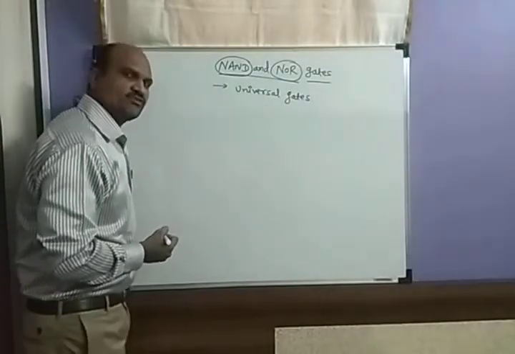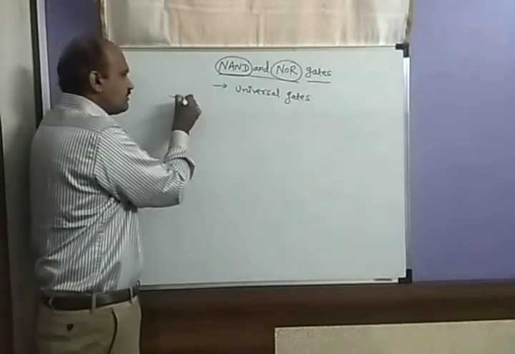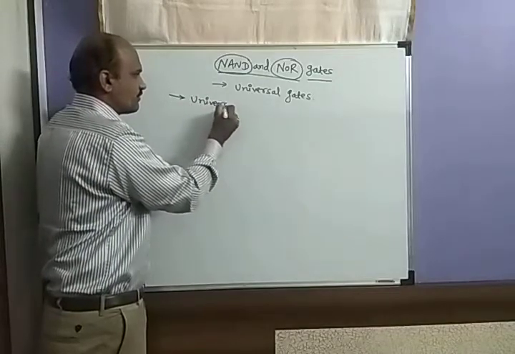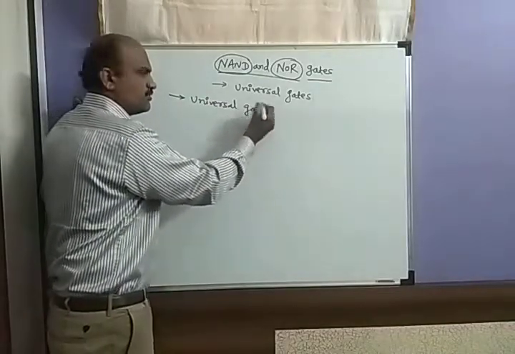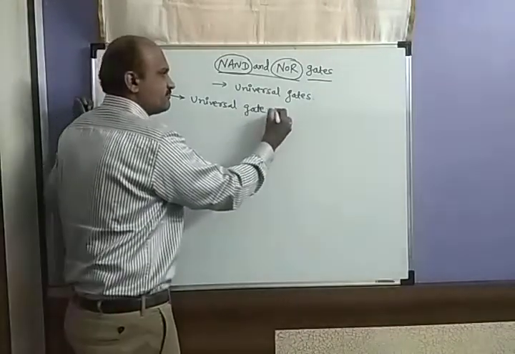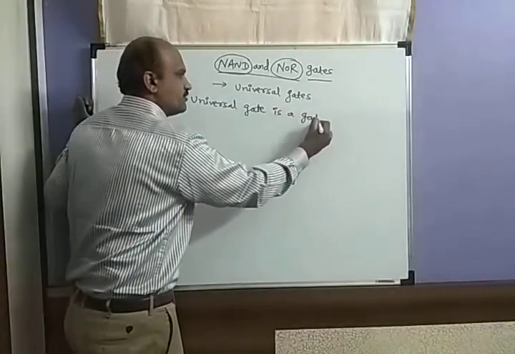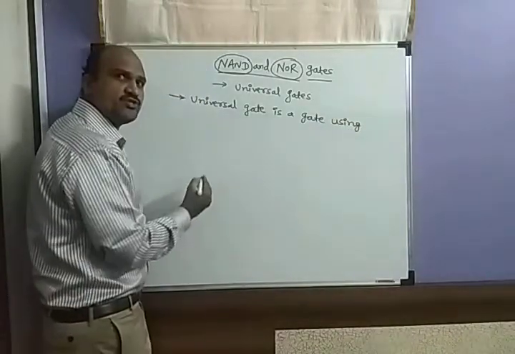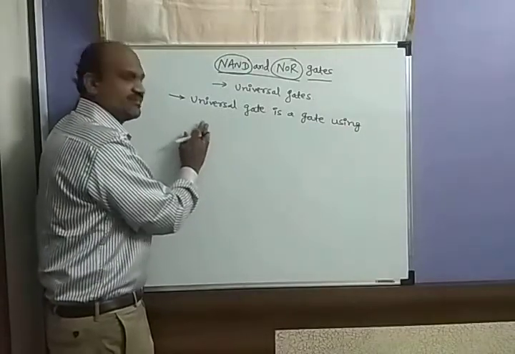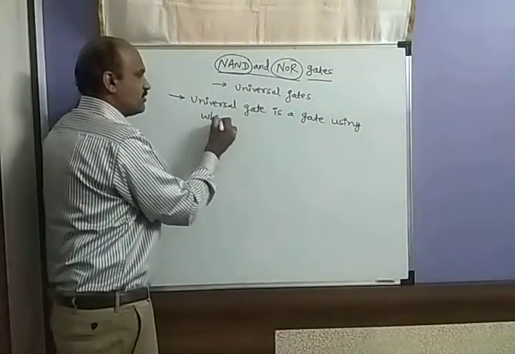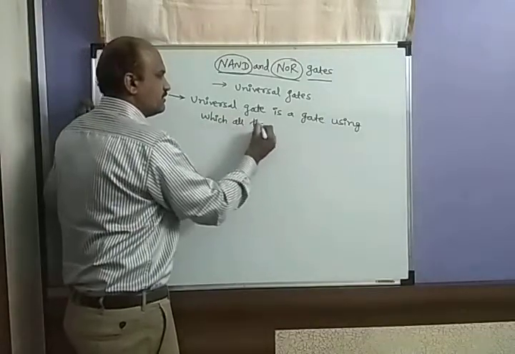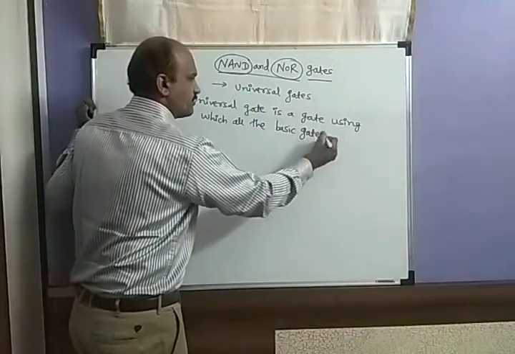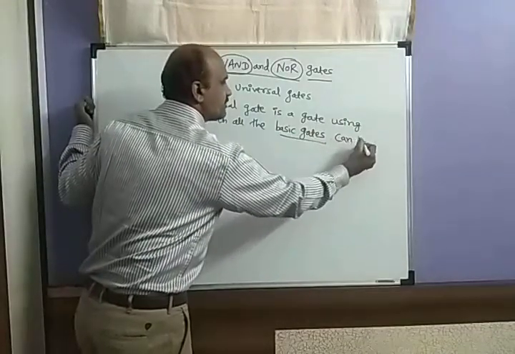Why do we call these universal gates? What is the definition of a universal gate? A universal gate is a gate using which all the basic gates can be derived.